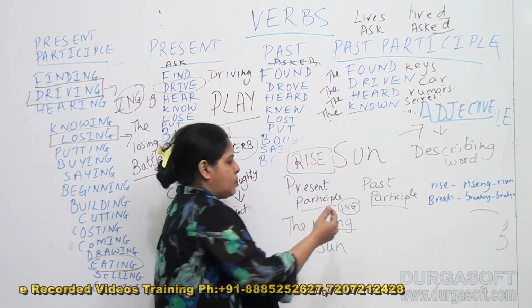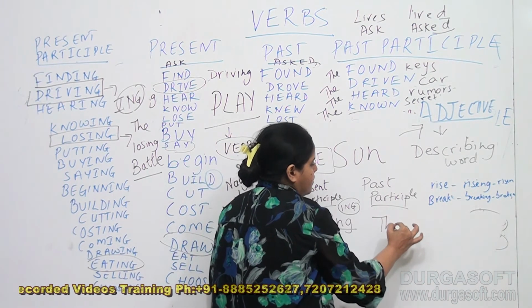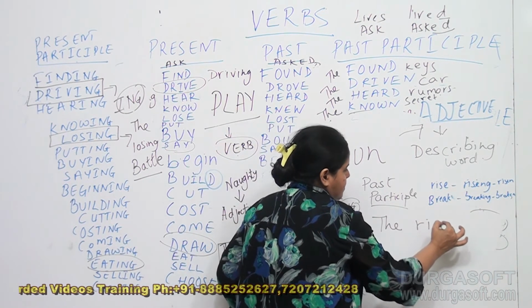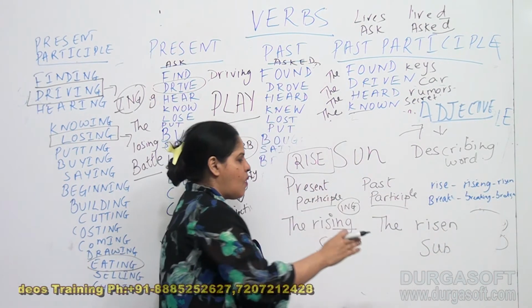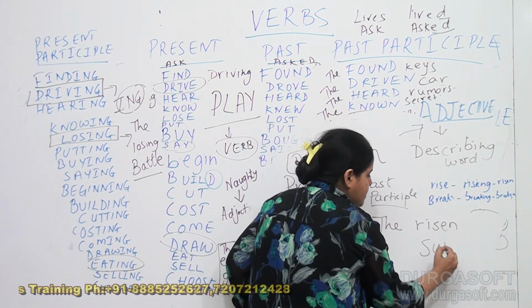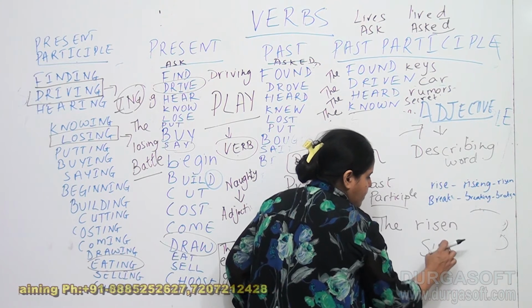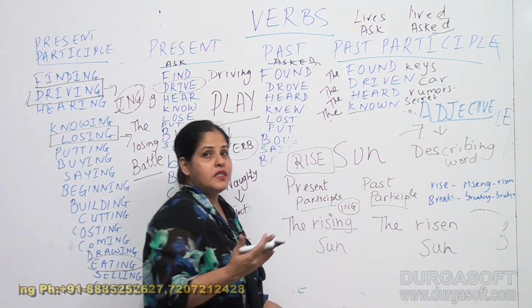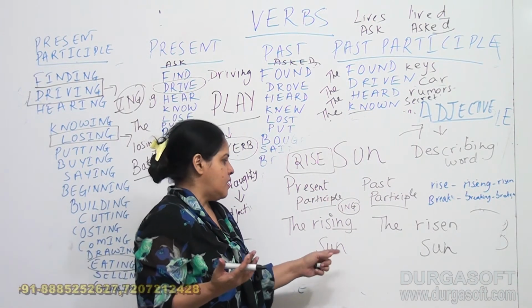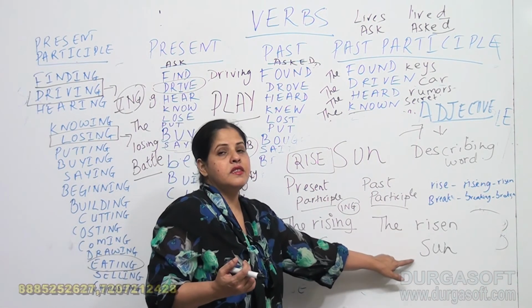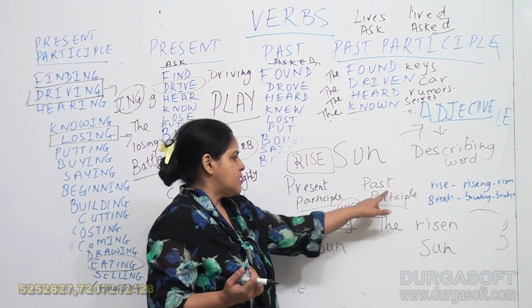Past participle will be the risen sun. The sun has already risen. The activity of the sunrise is completed, as in the sunrise is already done. So the risen sun is the past participle.